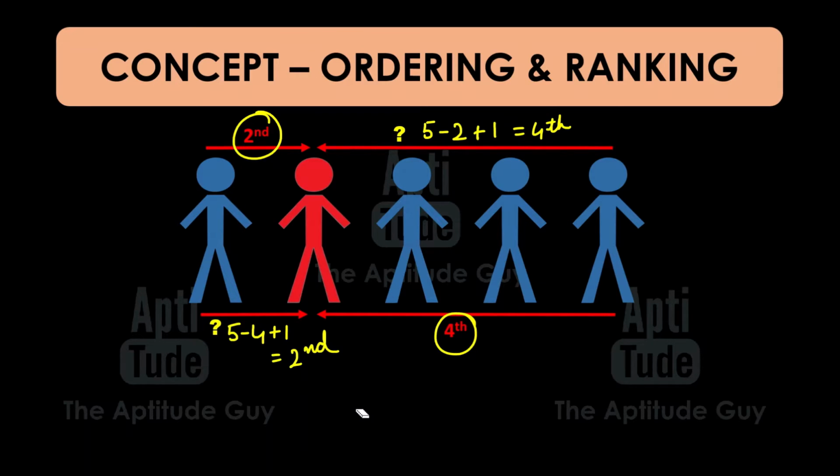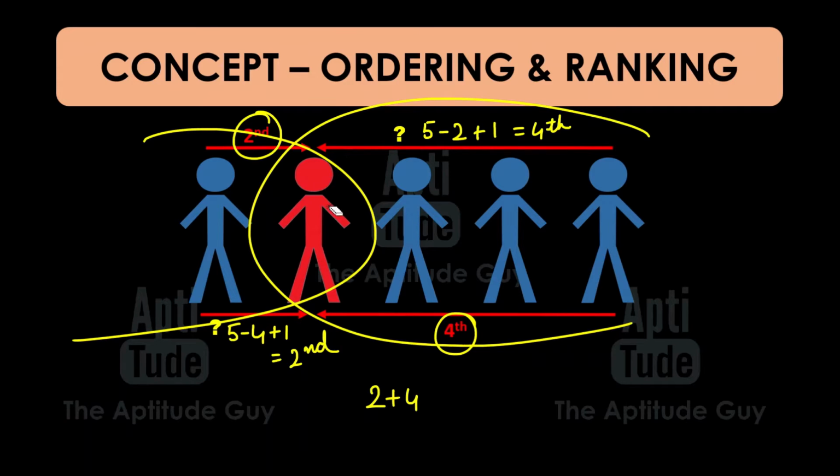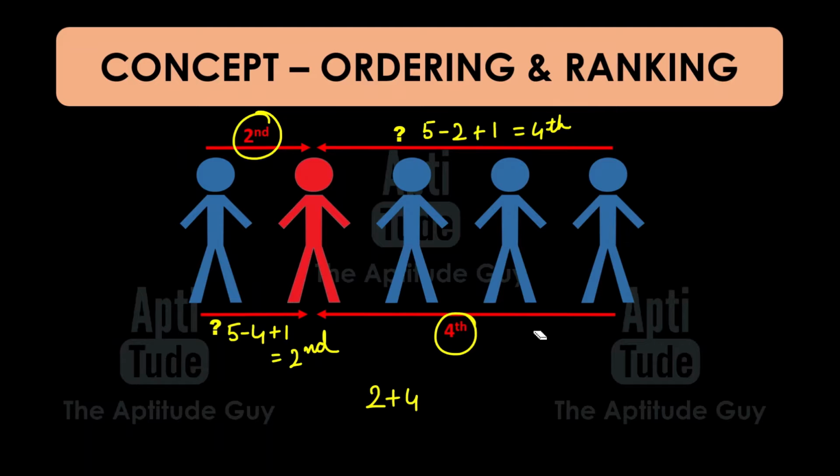Now again, for some people what happens is they think that by common sense all you have to do is 2 plus 4. But if you do 2 plus 4 you will end up getting 6. But you know that the answer is 5. So why are we getting one extra? That is because when we do 2 plus 4, we are adding this red guy twice. But we need him only once, so we have to remove him once. So 2 plus 4 minus 1, because this guy was added twice. This is equal to 5.